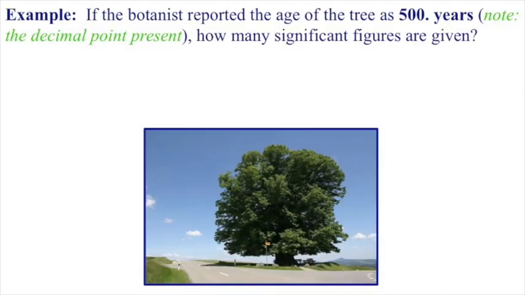If the botanist reported the age of the tree as 500 with a decimal point, how many significant figures are given? Note that in this case, the decimal point is present.